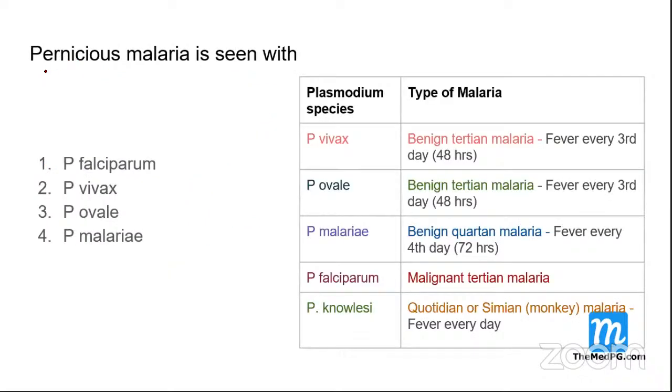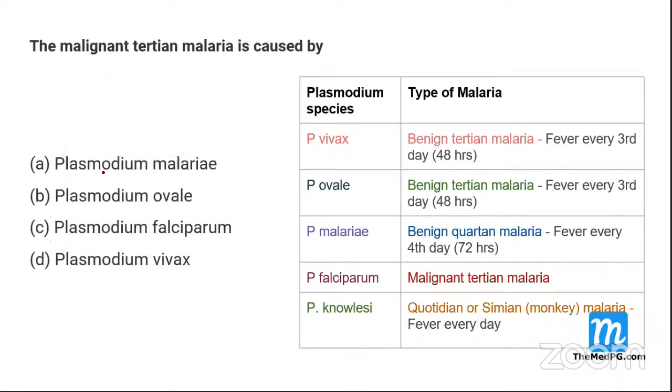Next. Pernicious malaria is seen with. So what is the other name for malaria caused by Plasmodium falciparum? Pernicious means something like very active or highly virulent type. So pernicious malaria is the other name given for Plasmodium falciparum, right? It is also called malignant. Very good. So pernicious malaria is the other name for Plasmodium falciparum.